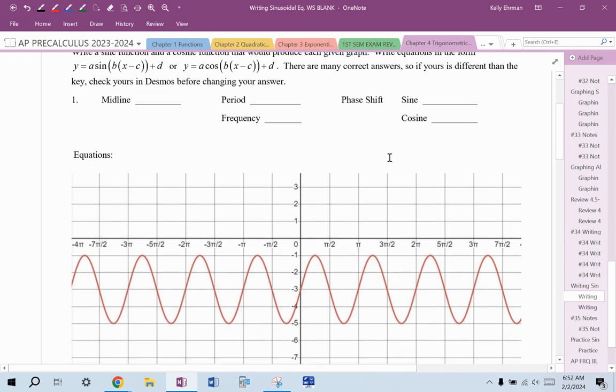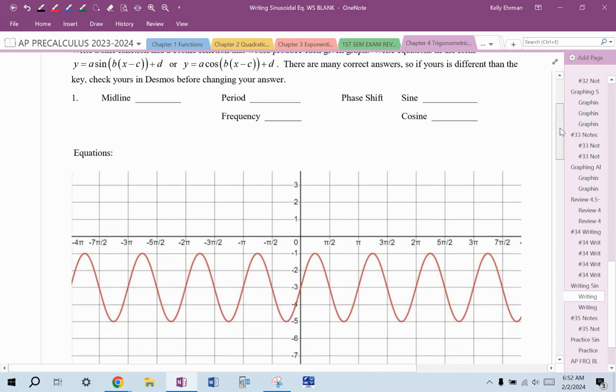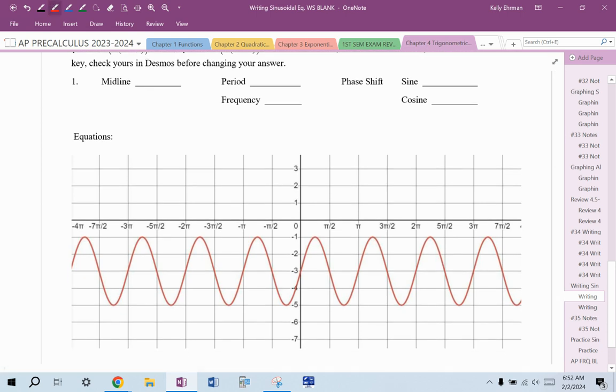All right. I like to start with the midline. Remember, the midline is the max, which is -1, plus the min, which is -5, divided by 2. You're finding an average of those two extremes. So the midline is through y equals -3. You can draw that in if you want to. I like to draw it in. I think it is a nice visual. The midline is -3, so that's the d value.